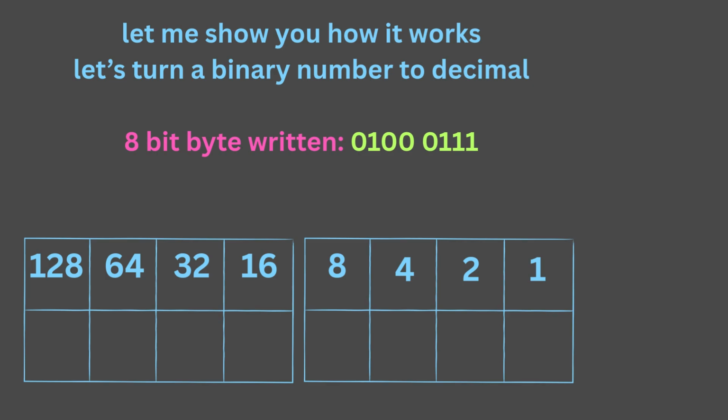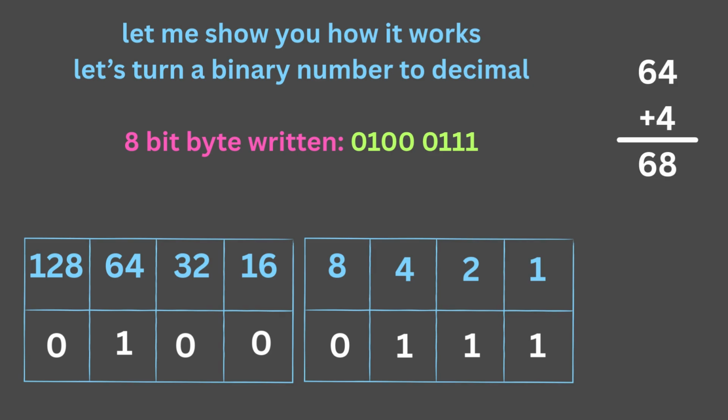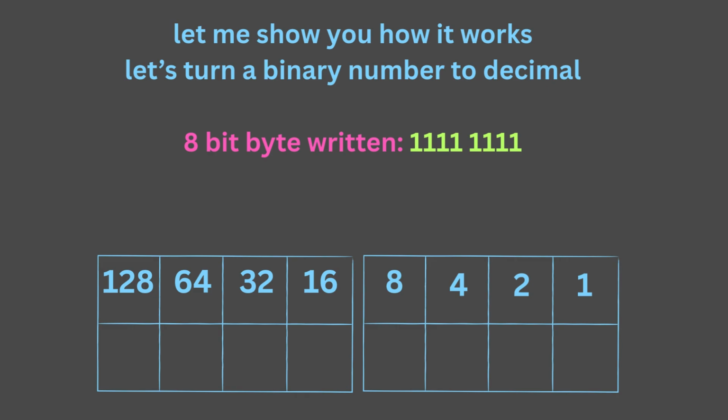Let's do another one. Same process. Let's fill in the chart with our binary number. Now let's do some addition. 64 plus 4 is 68, plus 2, that's 70, plus 1 equals 71. So that's our answer. Pretty easy, right?